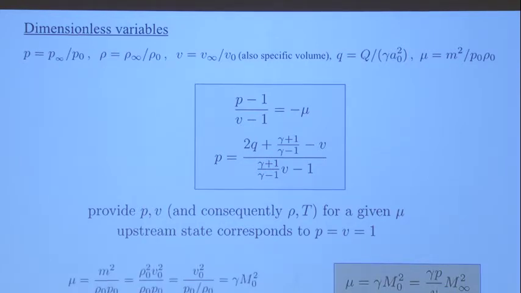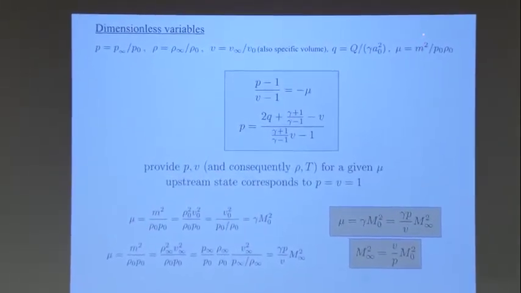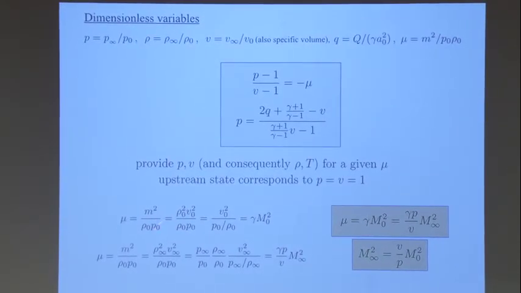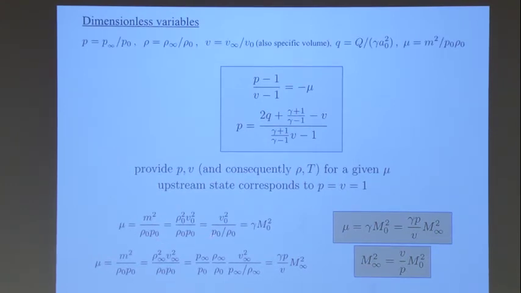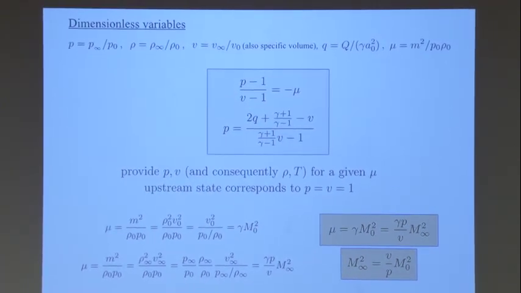Okay, two comments to make before we try to look for the solution. The first comment is that mu as made dimensionless here, if you just note that P naught over rho naught is proportional to the speed of sound squared, and the numerator is V naught squared after you multiply by rho naught, well, you see that mu is essentially equal to gamma times the upstream Mach number squared. M squared is the ratio of the speed divided by the speed of sound. So mu is basically the upstream Mach number.